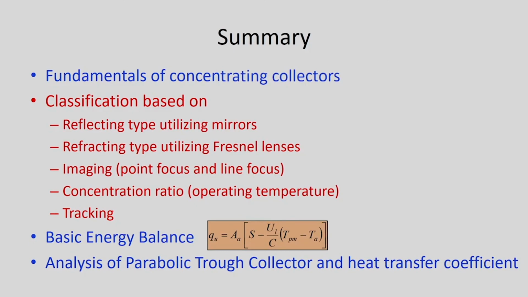So let us summarize what we have discussed today. Primarily we have discussed the fundamentals of concentrating collectors and also the classifications which are made based on reflecting type utilizing mirrors, refracting type utilizing Fresnel lenses, imaging technologies. It may be a point focus system or a line focus system. If we are talking about a point focus system, it has a high concentration ratio and its operating temperature is very high, and in case of a line focus system, even though the concentration ratio is comparatively higher, it cannot achieve as much as is normally done in case of a point focus system.